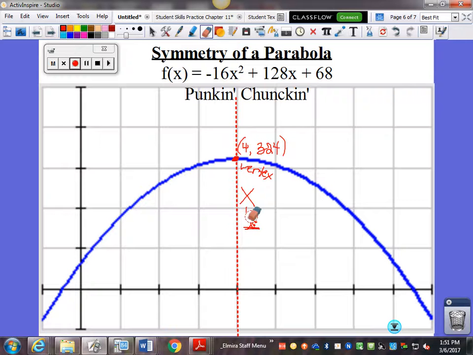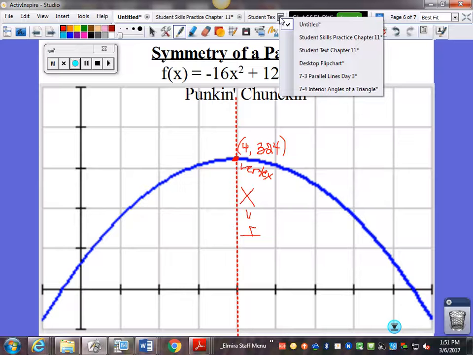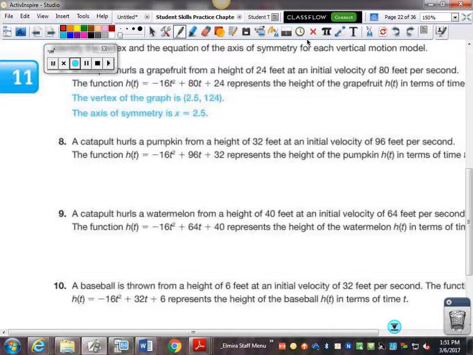And my pen's not cooperating again. Now, it's not enough to just write 4. You have to write x equals 4. So be mindful of that. Don't do shortcuts here. Okay, I'll do the example and I'll do number 8.